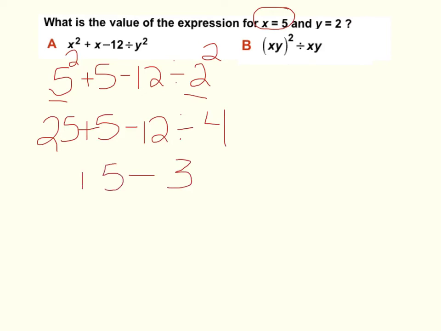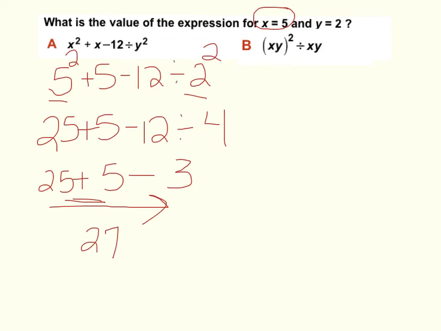So I'm going to bring everything down. All right. Now addition and subtraction are both in there. Which one are we going to do first? Okay, we're going to do the addition first because it comes first. Okay, if you look at an equation from left to right, you do which one comes first if you have both addition, subtraction, or multiplication and division. So 25 plus 5 is 30, and then minus 3 is 27.